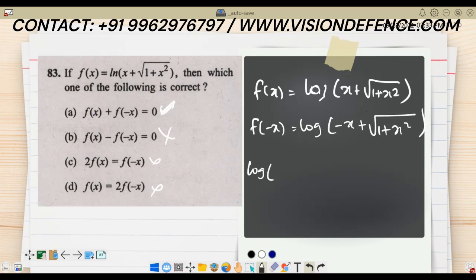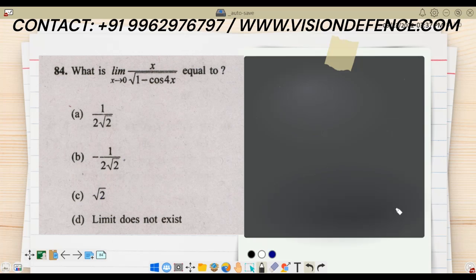Okay, so this is going to be (a plus b)(a minus b). So a square minus b square, that is (1 plus x square) minus x square. You're going to get log 1, which is equal to 0. This is correct. Okay, now we're going to solve the 84th question.